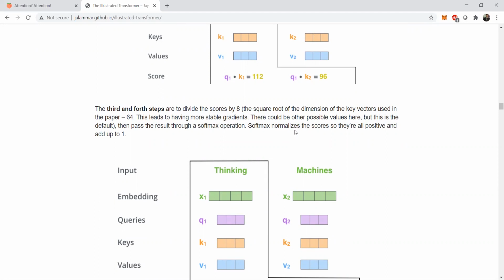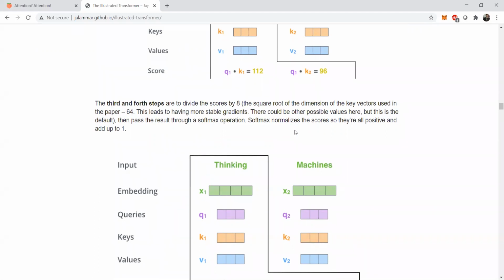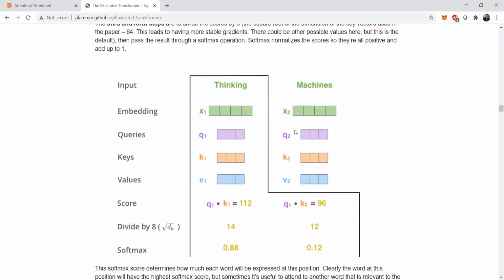The third and the fourth steps are to divide or normalize these. So we generally divide by a score of 8. This is because root over 64 is 8, and the Google Research people have found that that is a good metric for our use case. So in this way, we have more stable gradients. Once we have q1 dot k1, we divide that by root over 64, that is 8. So if we divide 112 by 8, we get 14. In this way, we are getting qk by root over dk.